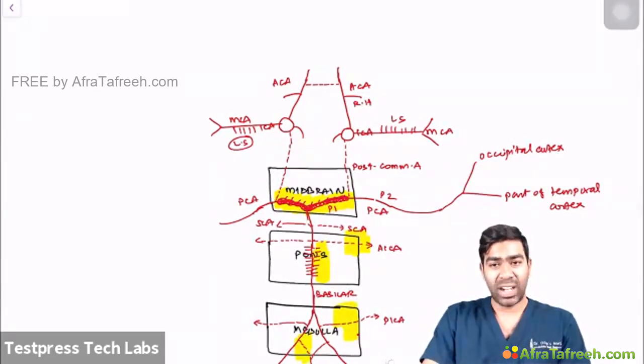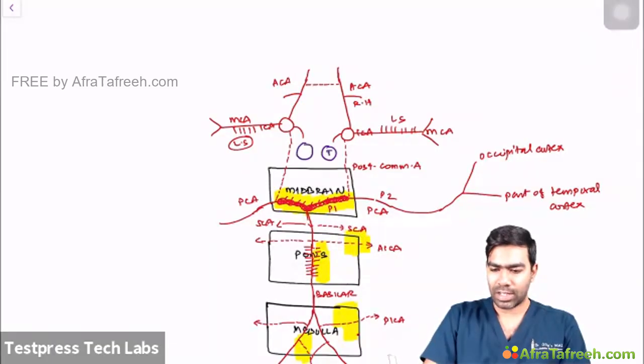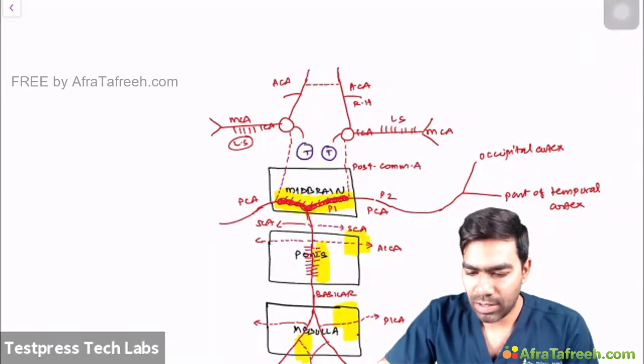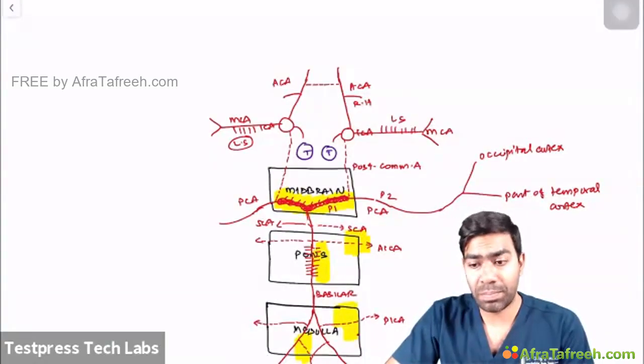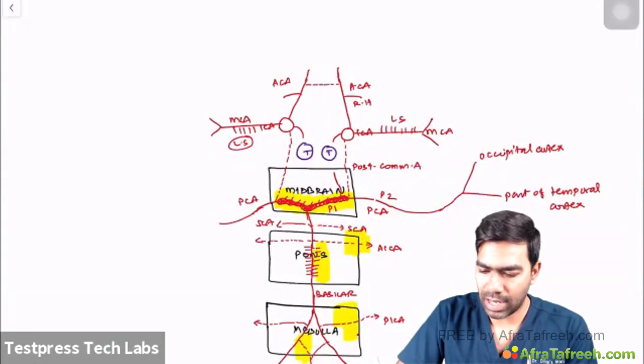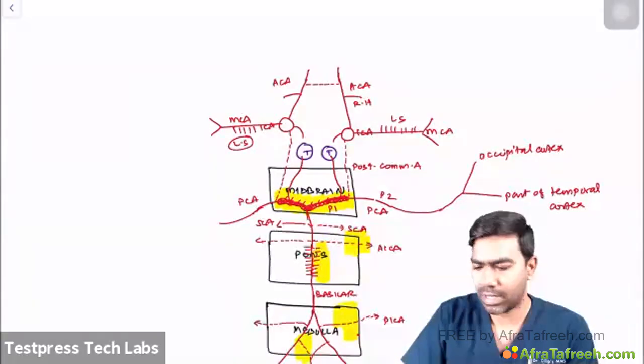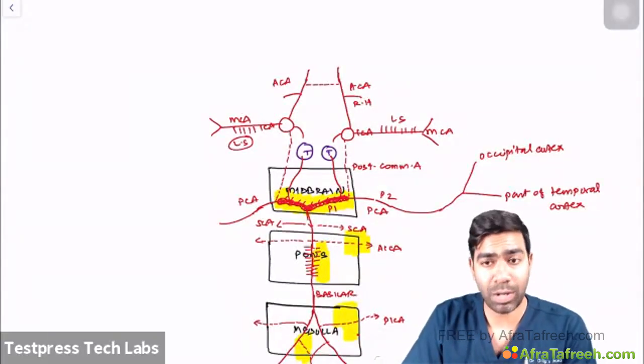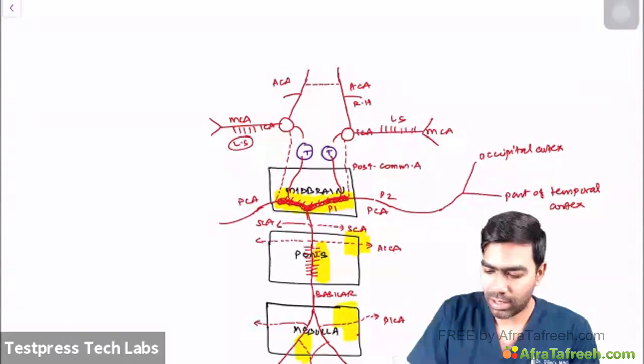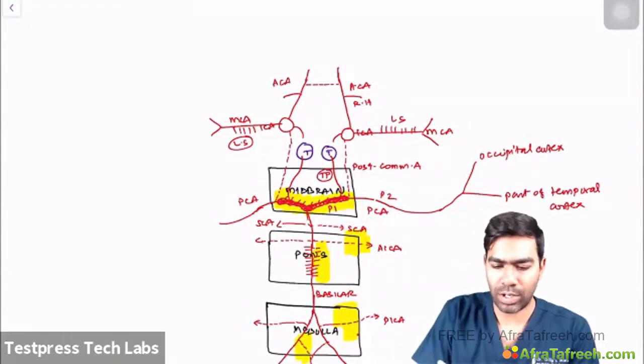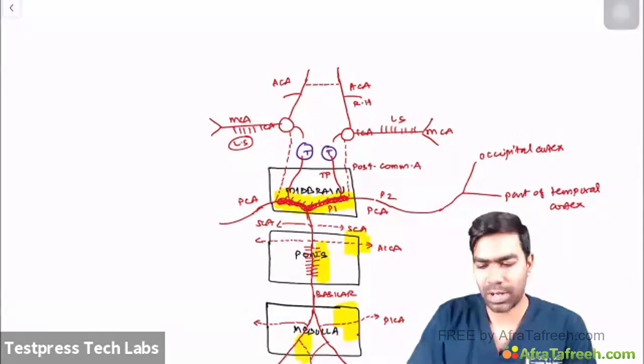And I can draw one more structure here. Basically, I can draw the thalamus here. So this is the thalamus. And one important branch that originates from the P1 segment supplies the thalamus. This is called the thalamoperforate branch, so I can write TP here. So this is a thalamoperforate branch that is going to supply some part of the thalamus.